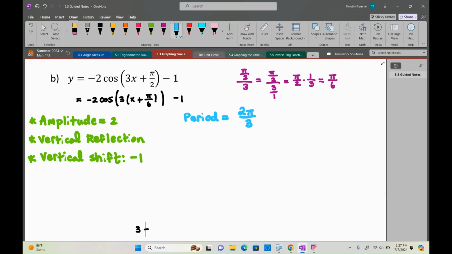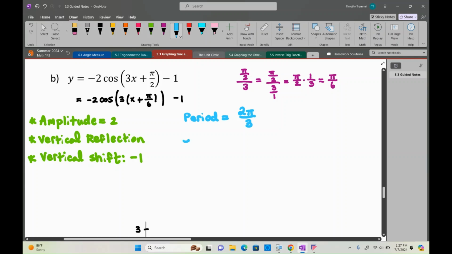We also are going to want the spacing here now. So the spacing should be the period over 4. So if we start simplifying, that's going to give us 2 pi over 12, which is going to be pi over 6.